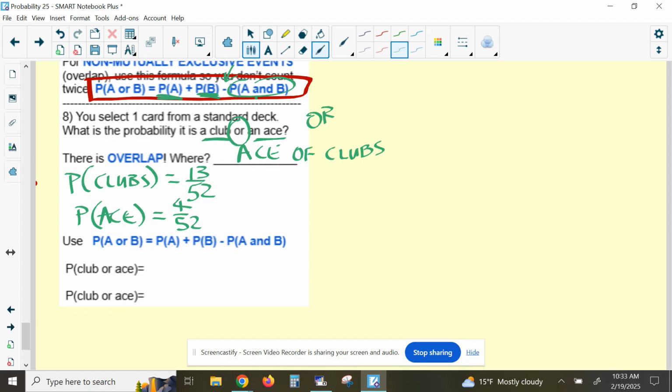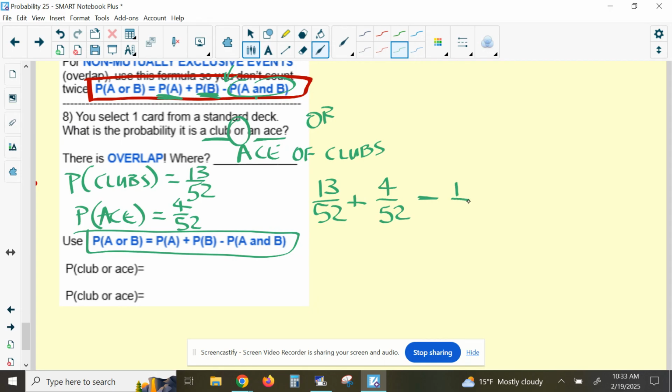So if I want to use this formula, I would add these together. So let's go ahead and use this formula right here. This formula says I take P of A plus P of B. So I would take 13 over 52 plus 4 over 52, right? That's what this formula says. P of A, first event, P of B, second event, minus the overlap, which is P of A and B. So that only happens how many times? Once, that ace of clubs. So that's going to be 1 over 52, which is you using the formula.